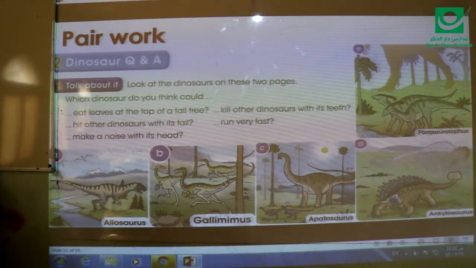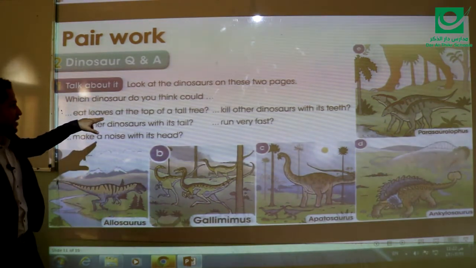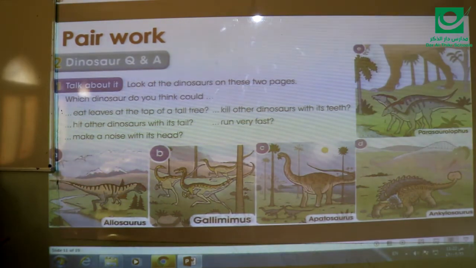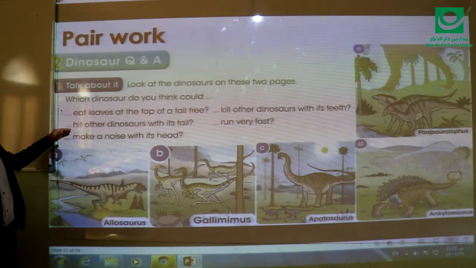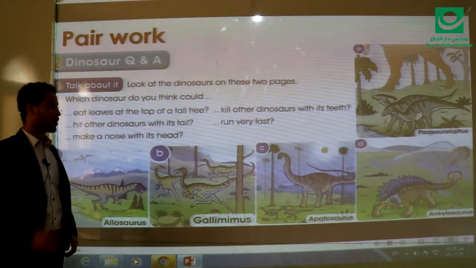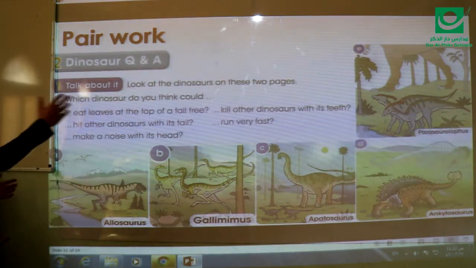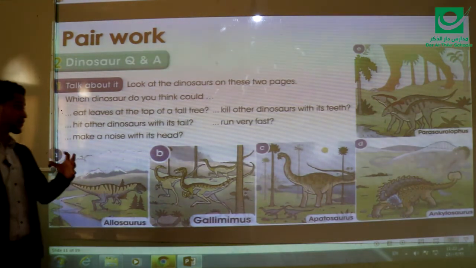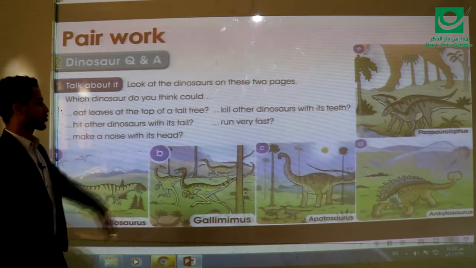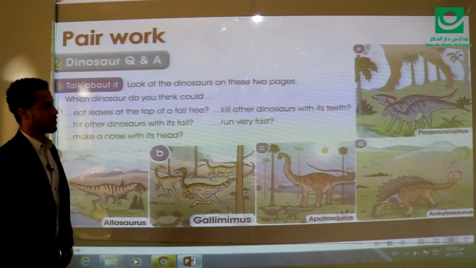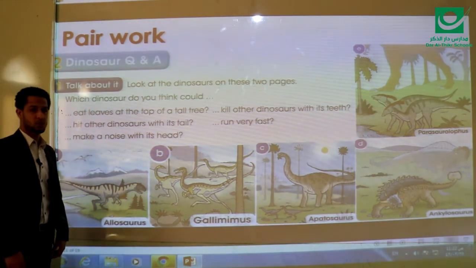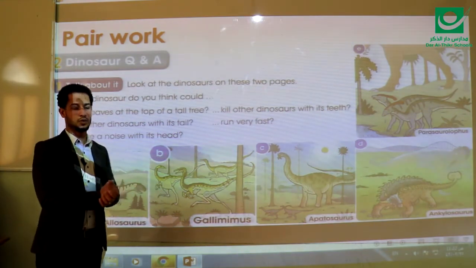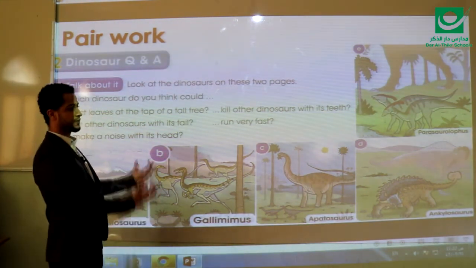Which dinosaur do you think could eat leaves at the top of a tall tree? Which one of the 5 could eat leaves at the top of a tall tree? The next one, which dinosaur could hit other dinosaurs with its tail? You have to match it. The next one, which dinosaur could make a noise with its head? And which dinosaur could kill other dinosaurs with its teeth? And the next one and the last one, which dinosaur could run very fast? Please pause the video, try to write down your answers, and then come to me to check them.